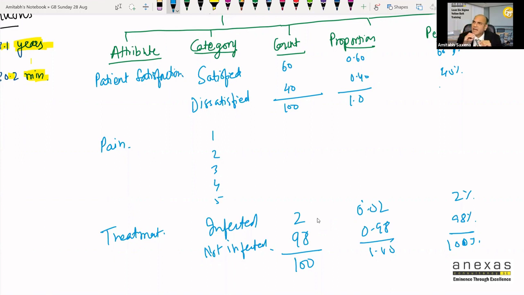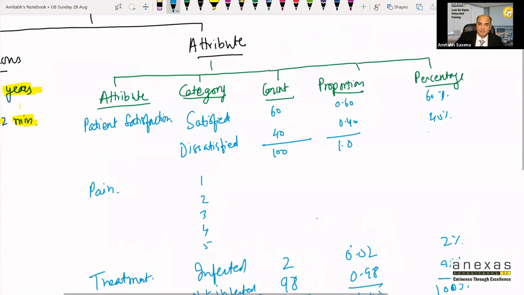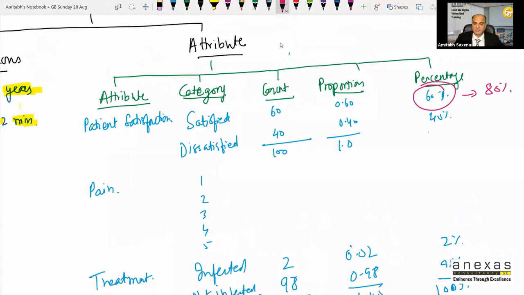So try to put anything you think cannot be measured as an attribute and try to create a category and measure it as a count, and you'll get some number. Using that number, you can do your improvement. So this enables us to make improvement. So here, if I look at the first example, I will say, today 60% of my patients are satisfied. I would like to move 60% to 80%, and I can take up an improvement project.